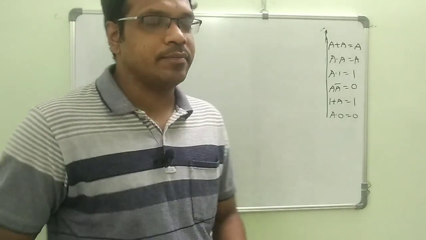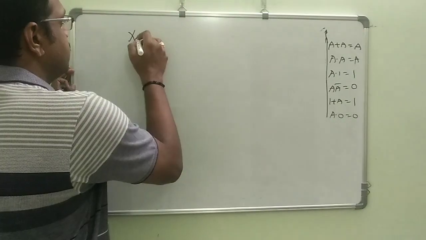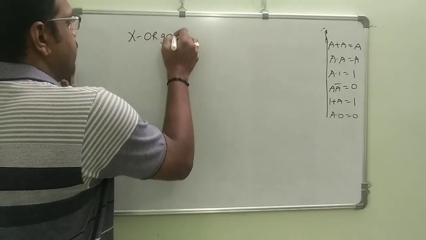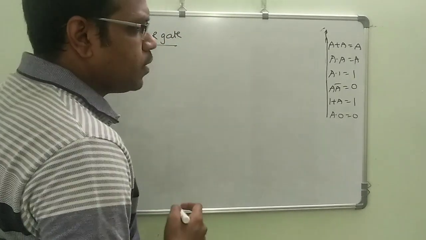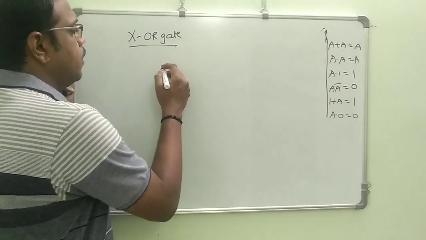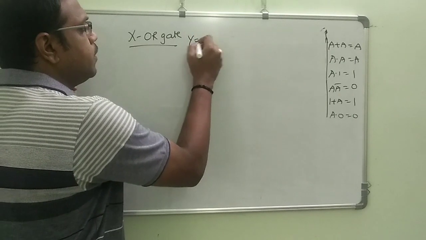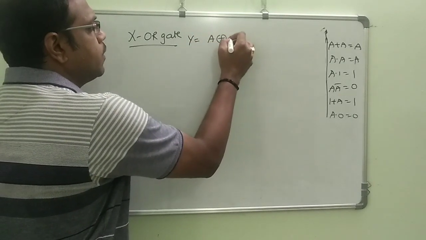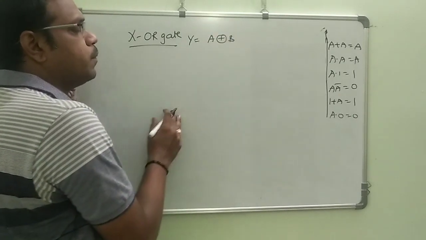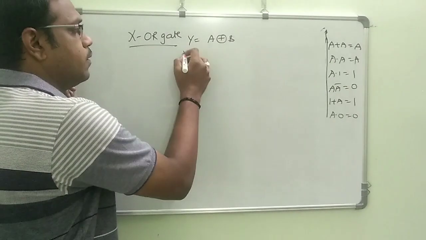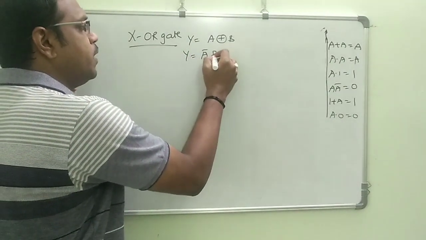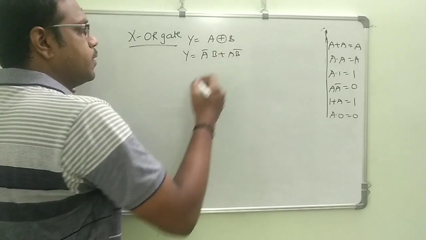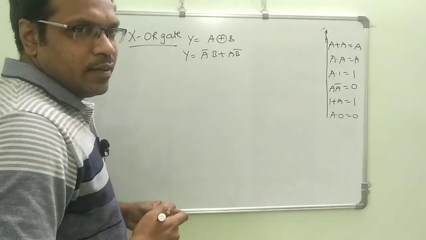Coming to the XOR gate. The XOR gate is actually a different combination. We will get the output like this, A circle-plus B, that is called XOR. That is A bar B plus A B bar. This is the output you will get.